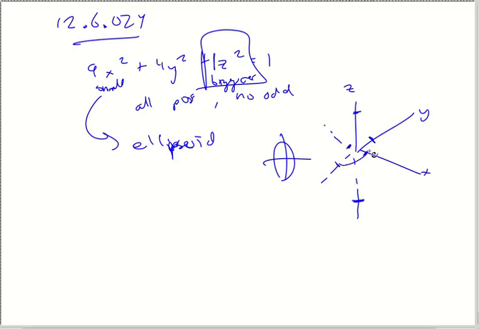Okay, so what I do is I start to draw on the planes, and so I could draw this one here, and then we could draw this one here.